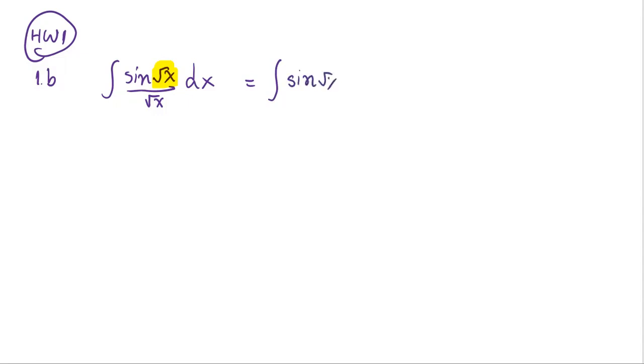I will write it as sine of this quantity multiplied by 1 over square root x, with respect to x. So I see the product of two functions. The first one is the sine of something. The other one is 1 over square root x, multiplied by the differential dx. So far, so good. Guys, okay?